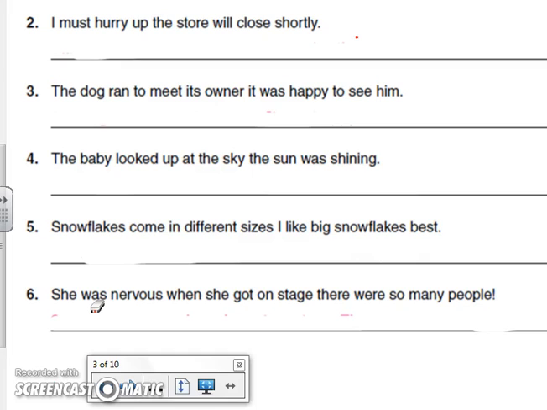Number 5, snowflakes come in different sizes. I like big snowflakes best. Whew, that's even hard to say. Please put that sentence into two separate independent clauses, please. Pause the recording.